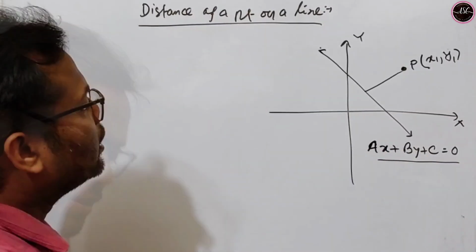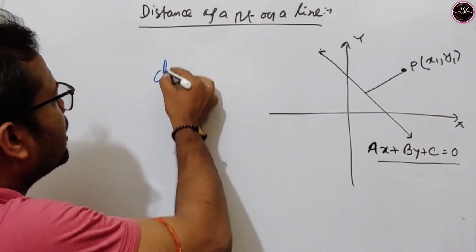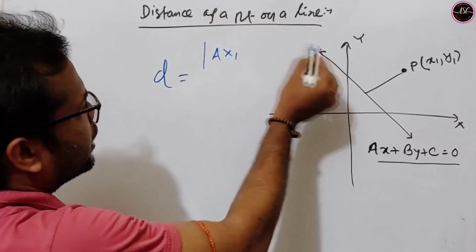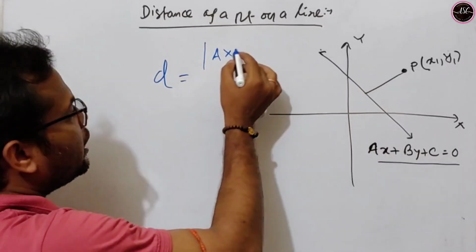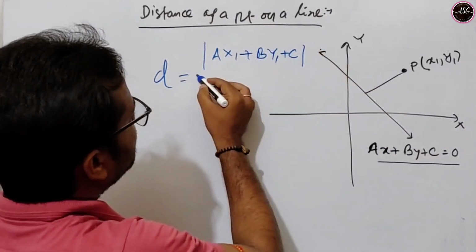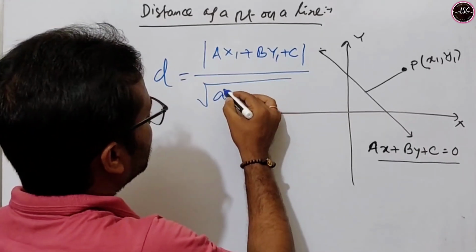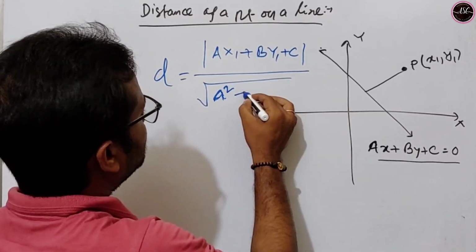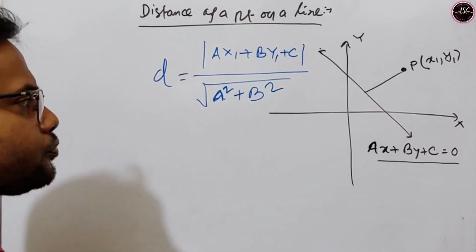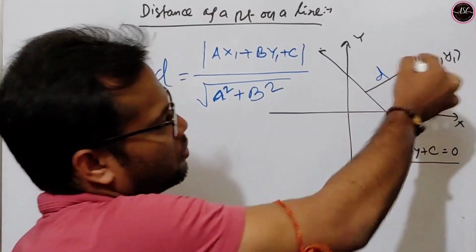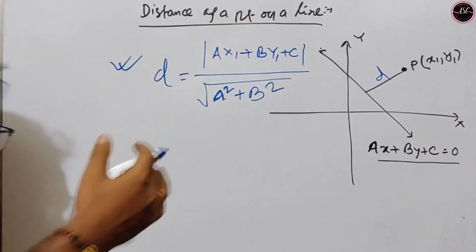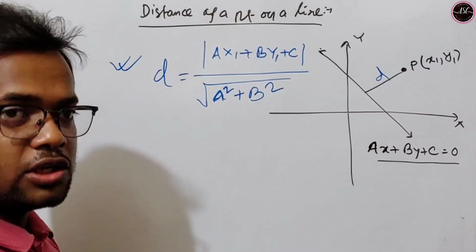So what will be the distance? The distance will be denoted by d, equal to mod of a x1, that means the coordinate of P, plus b y1 plus c divided by root a square plus b square. This is the distance, that means this is d, and this is the formula we will use to solve various problems. So this should be remembered.